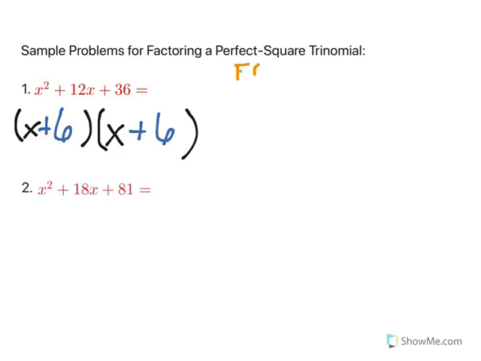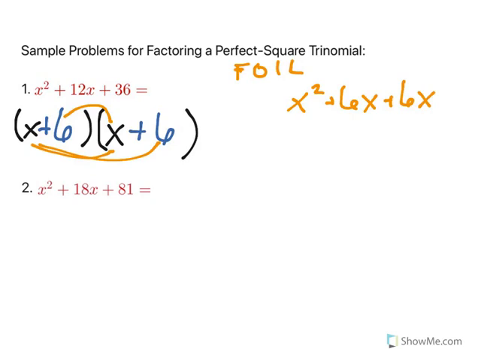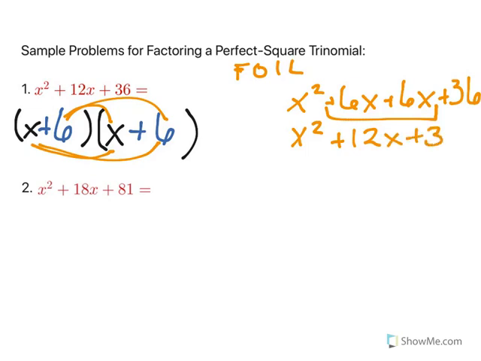So following the FOIL method, we're going to distribute our factoring to verify that we have accurately factored. We look at first and multiply and get x squared. Outer, and we get 6x. Inner, we get another 6x. And last, we get 36. When we combine our like terms, we will end up with x squared plus 12x plus 36. So we've checked our work.